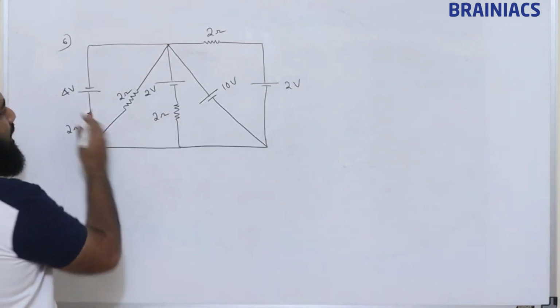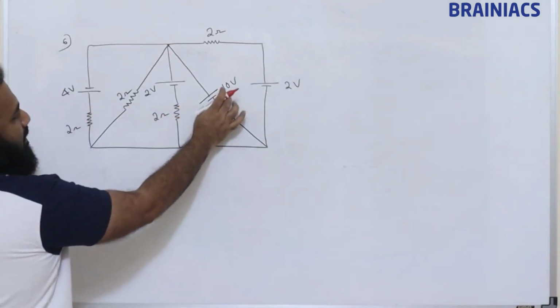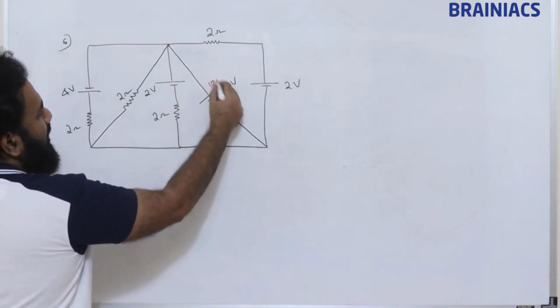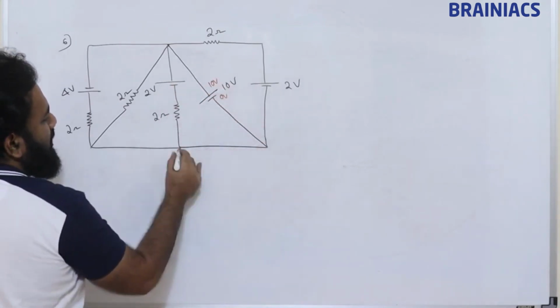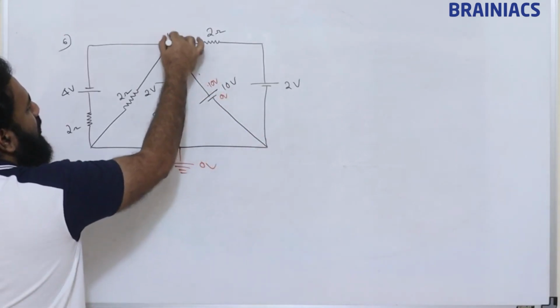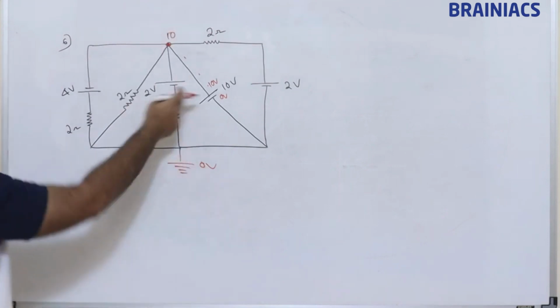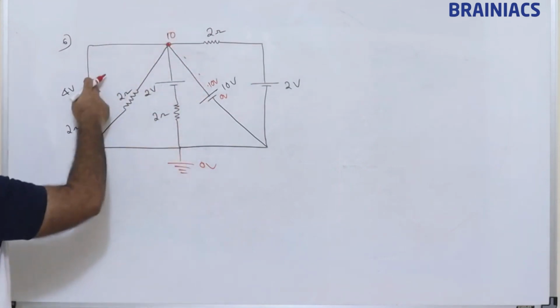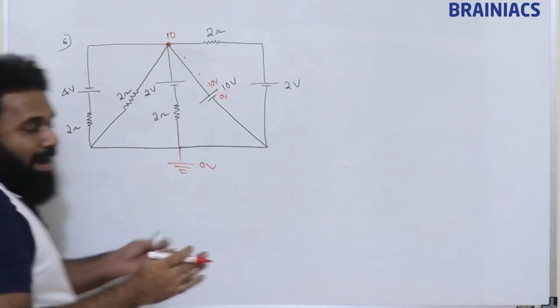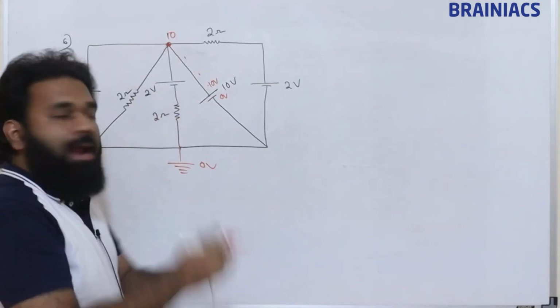Okay, so any branch without resistance? Yes, this branch is without resistance. So this is going to be 10 volt, this is going to be 0 volt. So this will be grounded. 0 volt. 10, 10, 10, 10. This is going to be 10 volt. So this is positive, this is negative. Positive, negative. So unlike polarity, they can be added.